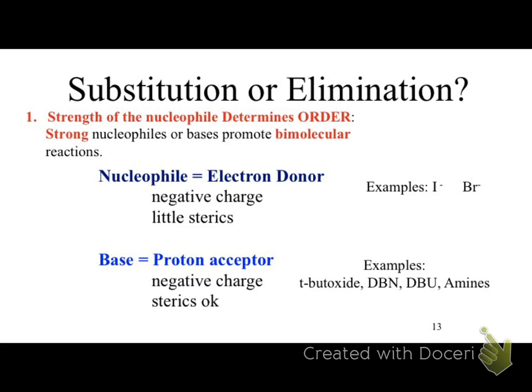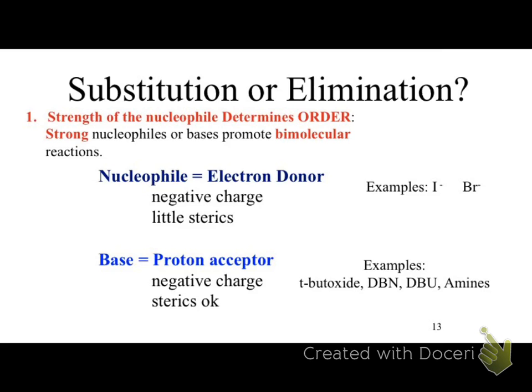So, substitution or elimination. Now we've got to combine everything together and start to combine our knowledge and decide which mechanism is going to occur in preference over another. The very first thing we can look at would be the strength of the nucleophile and or the base. If it is a strong nucleophile or base, that's going to determine the order, be it 1 or 2, so the unimolecular style or the bimolecular.